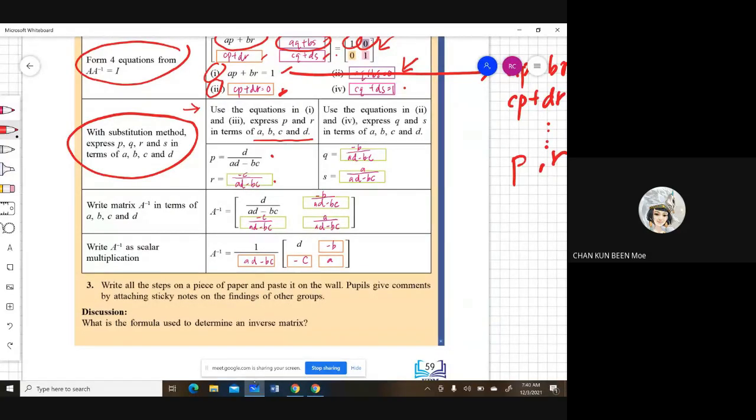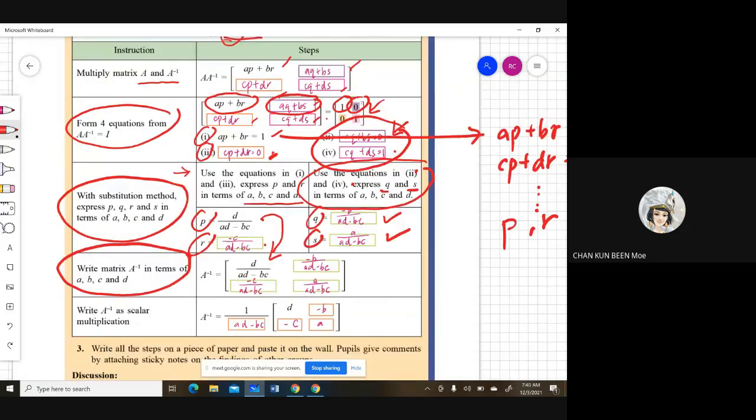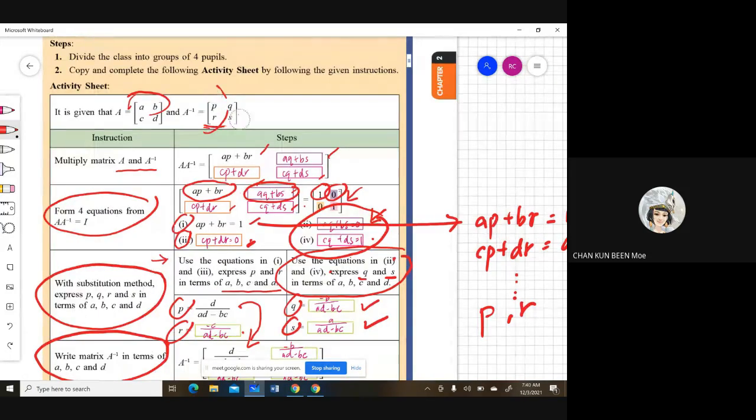Okay, same thing with this part, the second column over here, they ask you to use the second and the fourth, these two. Okay, express Q and S. So you're going to use the substitution method to find out the value, not the value but the formula for Q and S. So this is the result here. Okay, after that, write the inverse matrix of A in terms of A, B, C, and D. Okay, therefore the inverse matrix of A, you just substitute everything here because it is P, Q, R, S. You remember up there, the inverse matrix of A is in the form of P, Q, R, S.